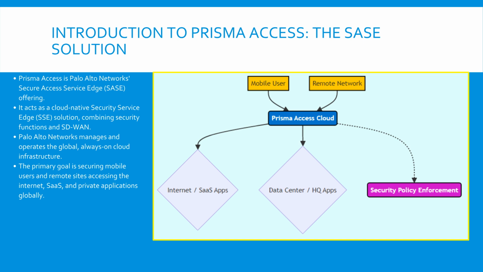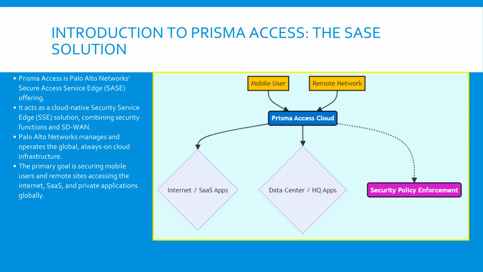You see users, whether they are mobile users or remote networks, connecting directly to the central Prisma Access cloud. The cloud then acts as a central checkpoint, inspecting all traffic. After inspection, the traffic is safely directed either to the public internet, to SaaS applications, or towards your private data centers. The enforcement of consistent security rules is a crucial step in this process.